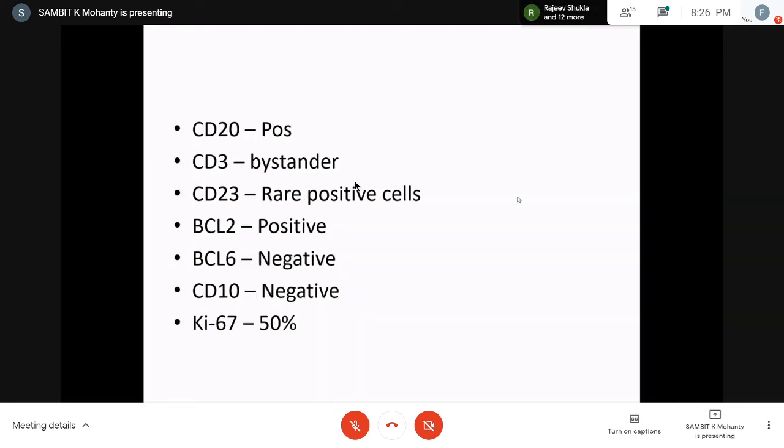And on IHC, there are CD20 positive cells. They are scattered CD3 bystander cells. CD23 was rare positive, BCL2 positive, BCL6 negative, CD10 negative, and Ki67 is about 50%. So what is the next?